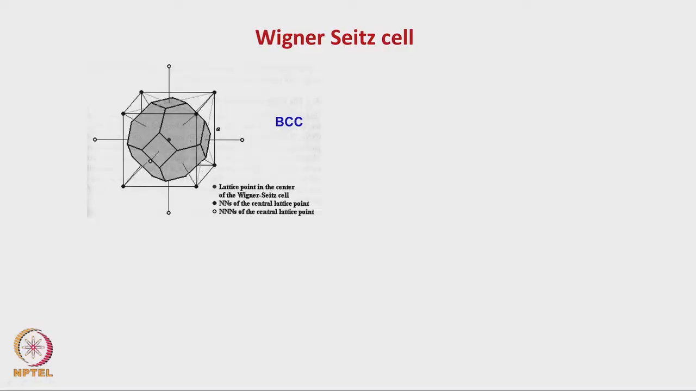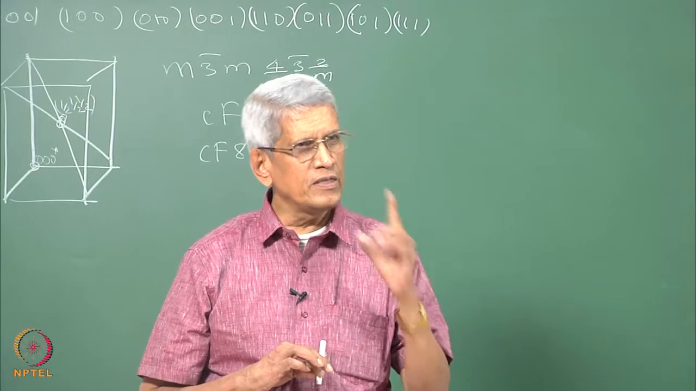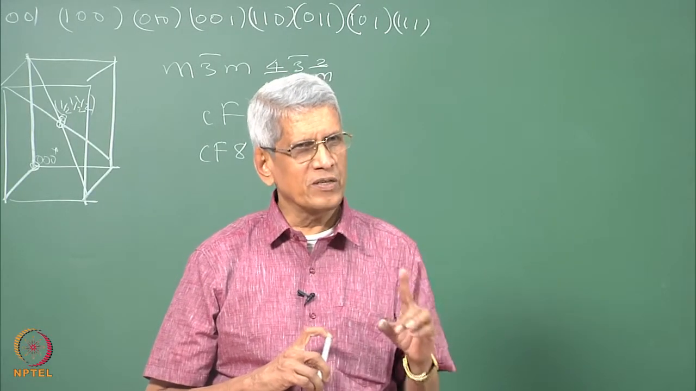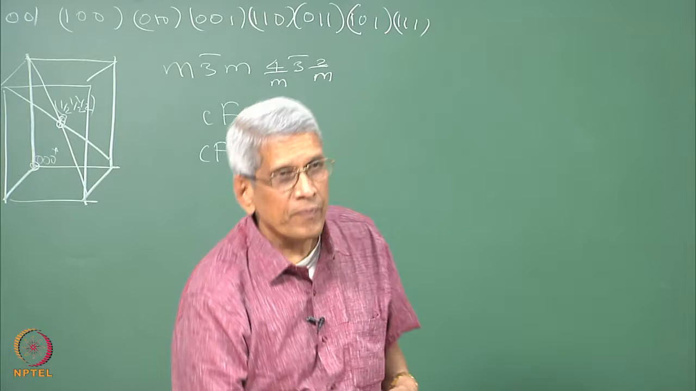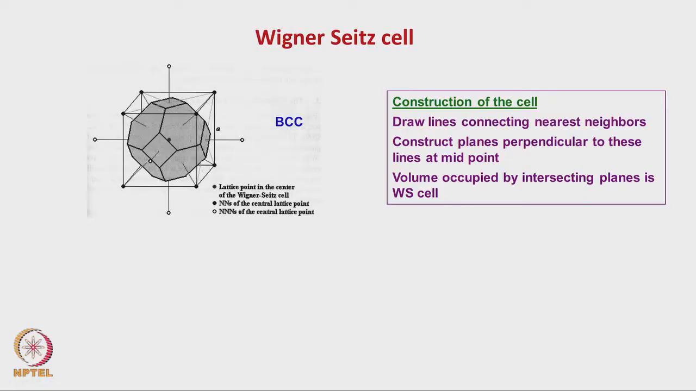This is called a Wigner-Seitz cell. What do you understand from this? Primitive. What else? This is a primitive lattice which is constructed, which exhibits the full symmetry of the crystal structure. How is it constructed? From the origin, find out all the nearest neighbor points, draw lines to them, find out the midpoint, draw a plane normal to it.